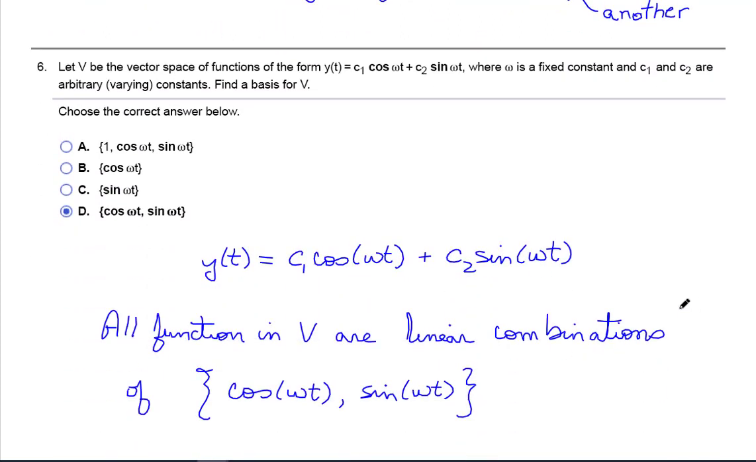All right, in question 6, we have a vector space, and in this case, it's a vector space of functions. And this vector space consists of all combinations of cosine omega t and sine omega t. So therefore, the cosine and the sine form a basis for that particular vector space of functions because it has all possible linear combinations.